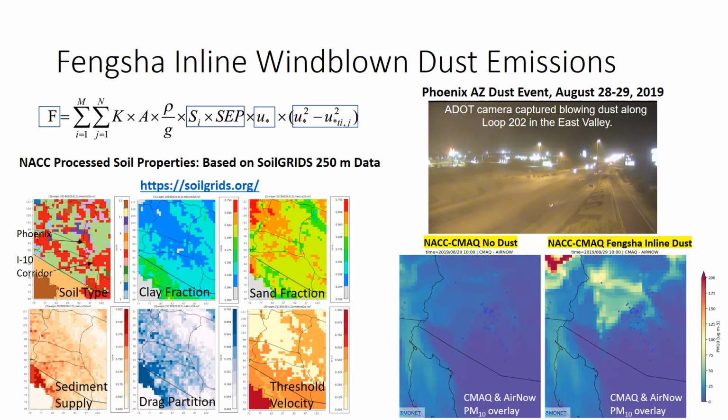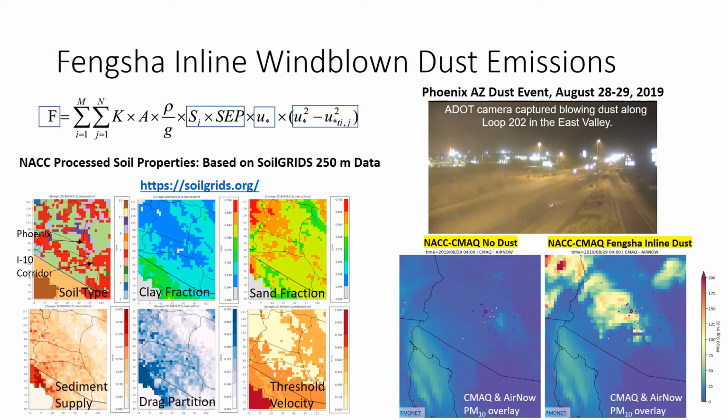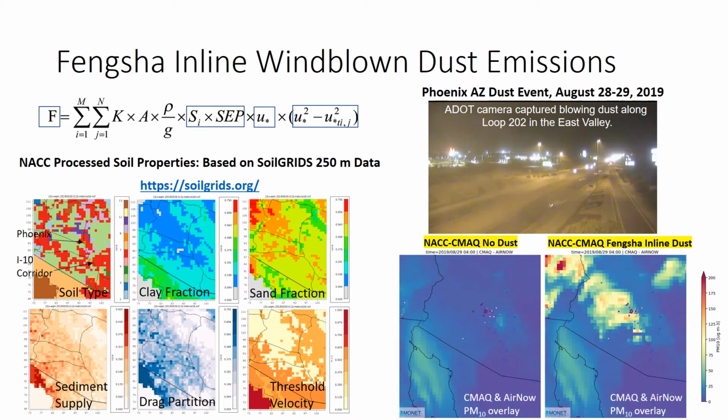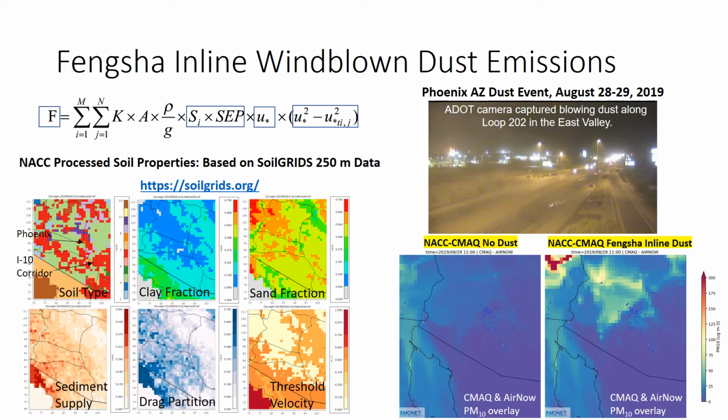And NACC processes these soil properties and is currently using the high-resolution soil grids 250 meter data shown below on the left, where the derived soil type, a function of clay fraction and sand fraction, and also is provided is the sediment supply, drag partition, and threshold velocities, all which can be easily refined outside of the code. On the right is an example for the Phoenix, Arizona dust event on August 28th and 29th, which occurred overnight. On the bottom right, I show animation of NACC-CMAQ with no dust on the left and with NACC-CMAQ FENGSHA inline dust on the right. Preliminary results show that CMAQ agrees well when including FENGSHA inline dust in the timing of the event and also the magnitude with the AirNow PM10 overlay.